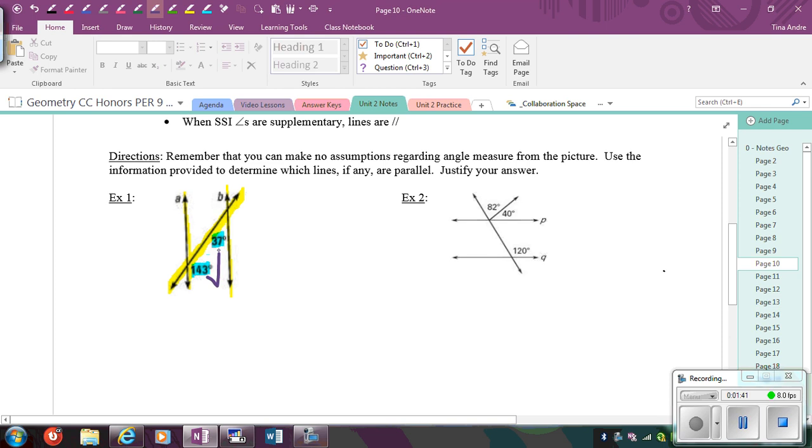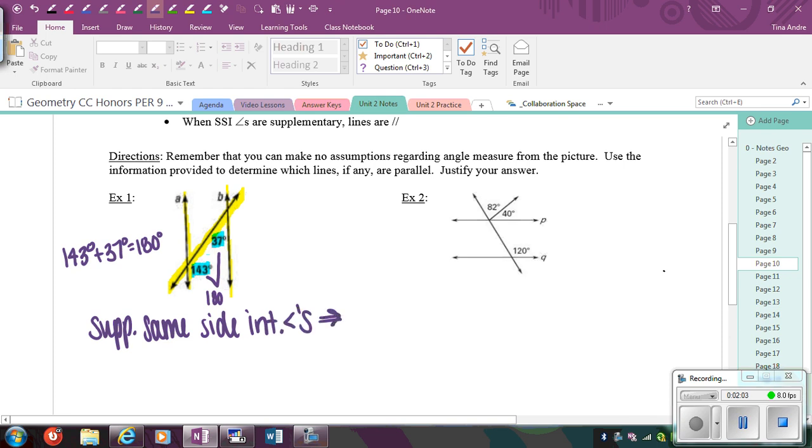So if we add those together, we end up with 180. I'm just going to write that off to the side here. So 143 plus 37, add those up, you get 180. So what that means is we have supplementary same side interior angles, which implies parallel lines. So since the same side interior angles are supplementary, that means the lines must be parallel. So that means A is parallel to B. So I can say that those two lines are parallel because of this reason.